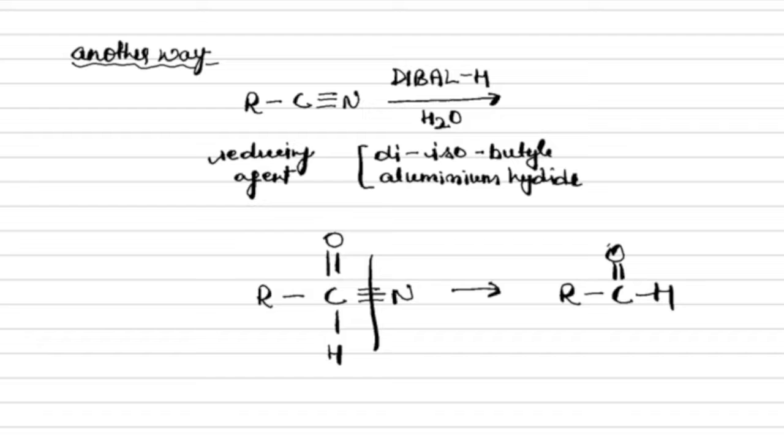So where did this oxygen come from? It came due to the presence of H2O. And where did H come from? It came from DIBAL-H, right? Diisobutyl aluminum hydride. That's what the full name is. It's a reducing agent. So in nitrile, there are two ways. Remember that. Now let's go to the next reaction.